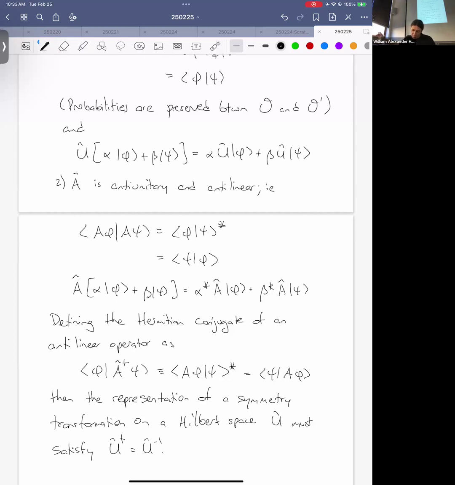No, so the Hilbert space H, but the representation is going to be the U. So maybe I could say the representation U. Oops, I lost the hat, but we can put that back.